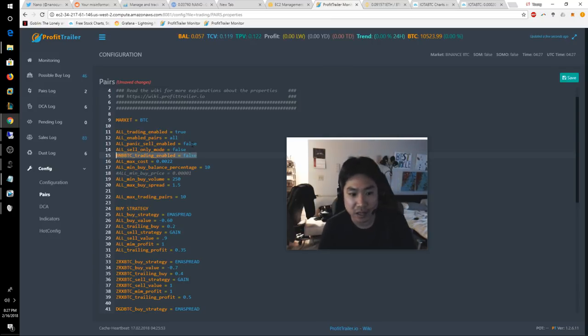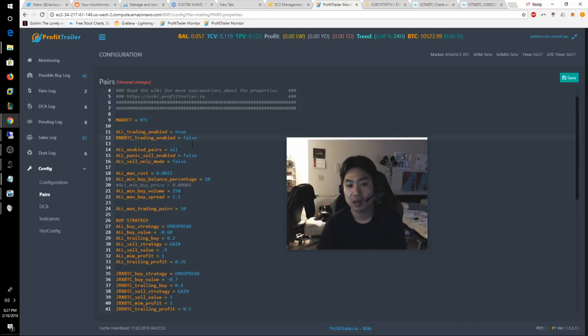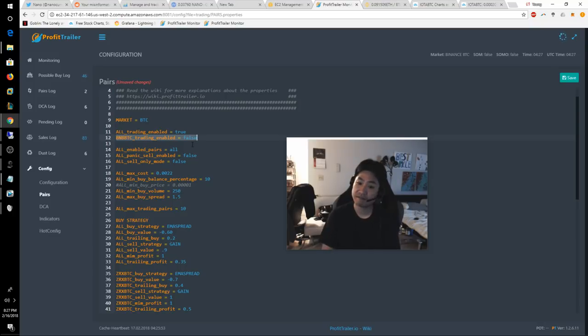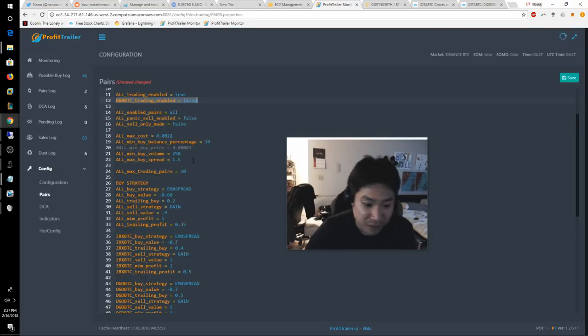Notice these two settings here are very similar. BNBBTC_trading_enabled equals false. I don't want my bot trading that pair specifically, but all other pairs are okay. The reason I have this setting is because I'm using BNB for fees. I don't mind it buying BNB, to be honest, but I don't want it to ever sell BNB because I'm using it for my fees.